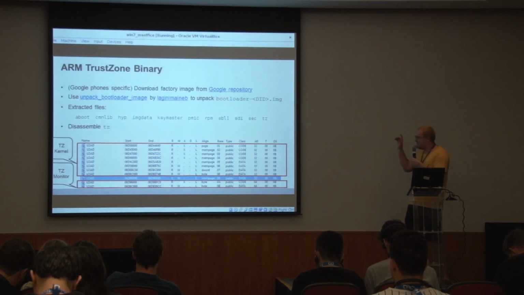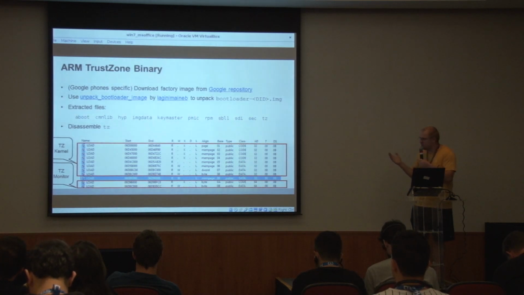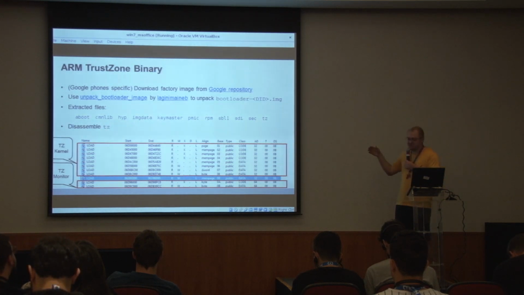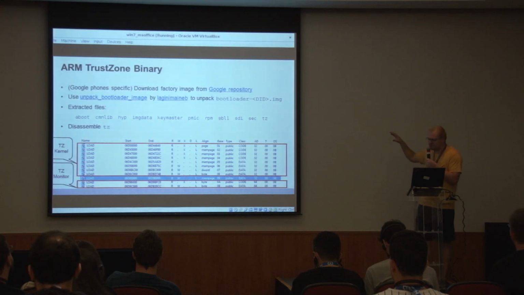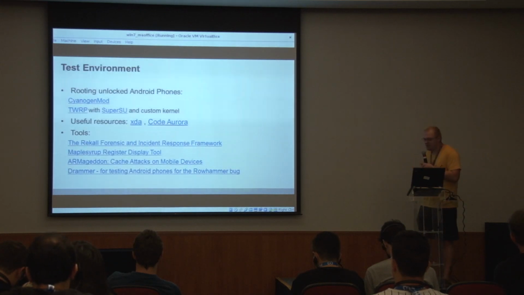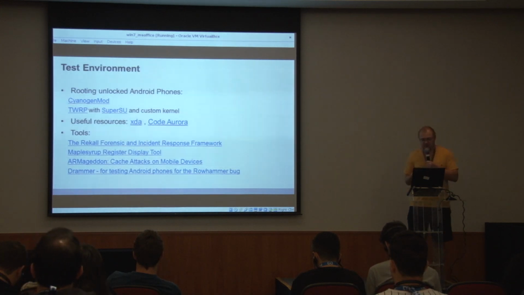So anyway, you take the TrustZone binary, you load it in IDA, and you will see there are a bunch of sections. Some of them represent the TrustZone kernel, some of them represent the TrustZone monitor. So basically you have the entire code of the TrustZone kernel and TrustZone monitor. From here you can start reverse engineering and analyzing the functions, the entry points, and so on. Also, you want to have a dynamic environment to run the tests, especially if you have a phone.